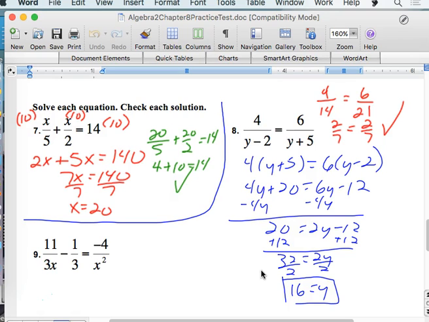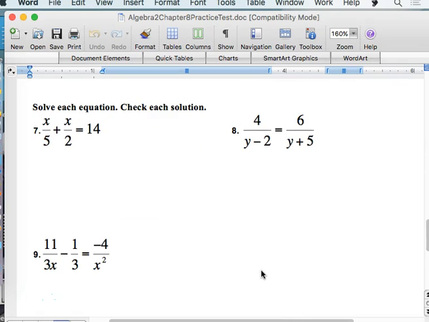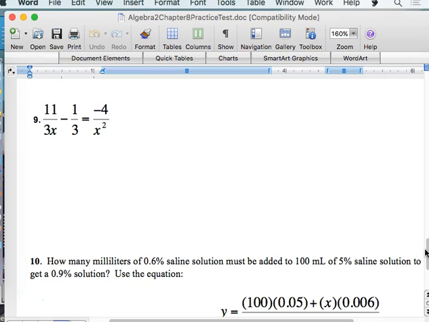All right. Number 9. Well, same directions. What do you think? Okay, so what's the LCD for this bugger? 3x squared. Good. 3x squared. So for the first one, the 3 is going to cancel. One of the x's will cancel, but we'll be left with another x. So that'll give us 11x minus what we got.